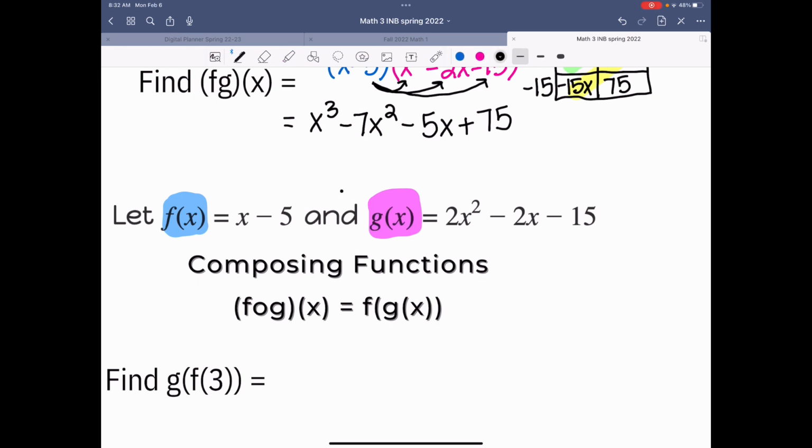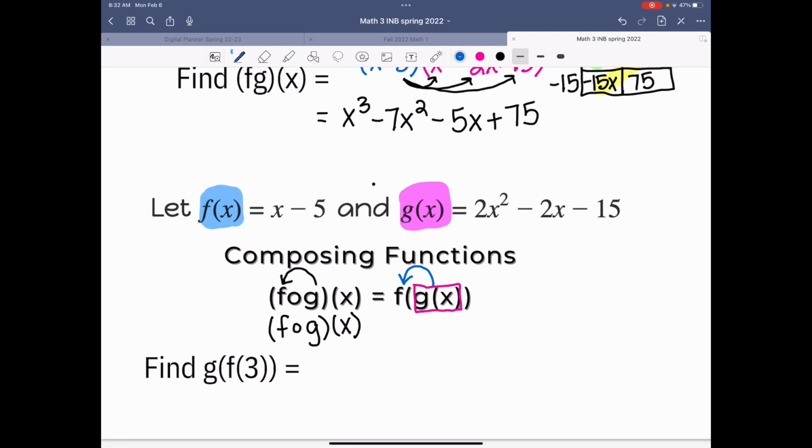So remember, when we're looking at composition, we have f of g of x. That's that open circle. So that means that we're going to be plugging the g function into the f function. So we're going to take this whole g function right here, and we're going to plug that whole g function into the f function.